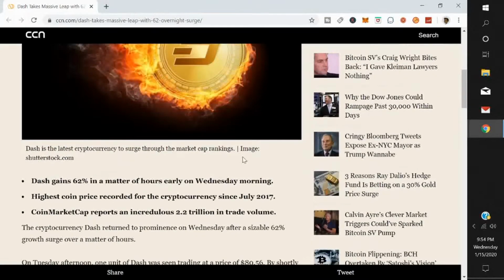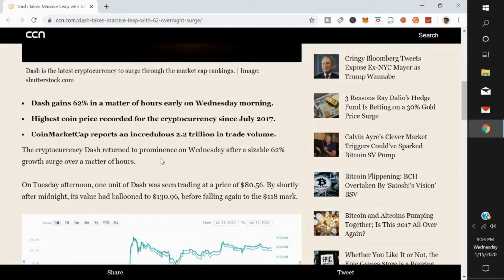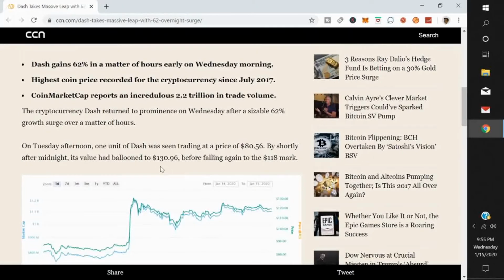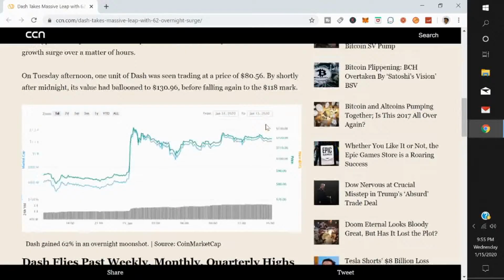Dash gained 62% in a matter of hours early on Wednesday morning, the highest coin price recorded for the cryptocurrency since July 2017. Current market cap reports an incredulous $2.2 trillion in trade volume. The cryptocurrency Dash returned to prominence on Wednesday after a sizable 62% growth surge over a matter of hours. On Tuesday afternoon, one unit of Dash was seen trading at a price of $80.56. By shortly after midnight, its value had ballooned to $130.96 before falling again to the 118 mark.